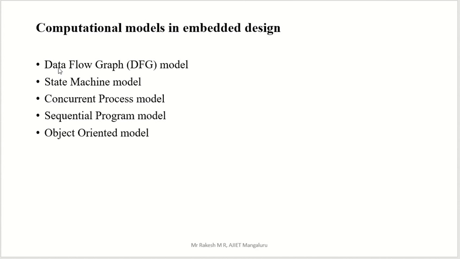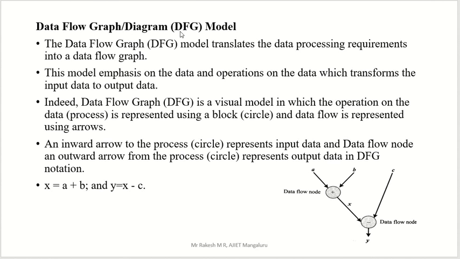Some of the models are given here, and how to create those models is also explained in your syllabus. The first one is the data flow graph, short form DFG model. Then the state machine model, then the concurrent process model, sequential process model, and object oriented model. Now we are going to see some of the basic and main models in this video lecture. First let us go for the data flow graph, that is the DFG model.